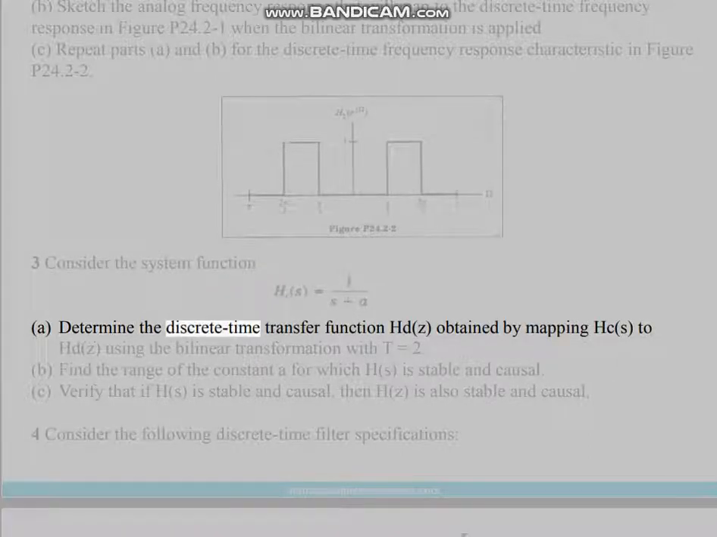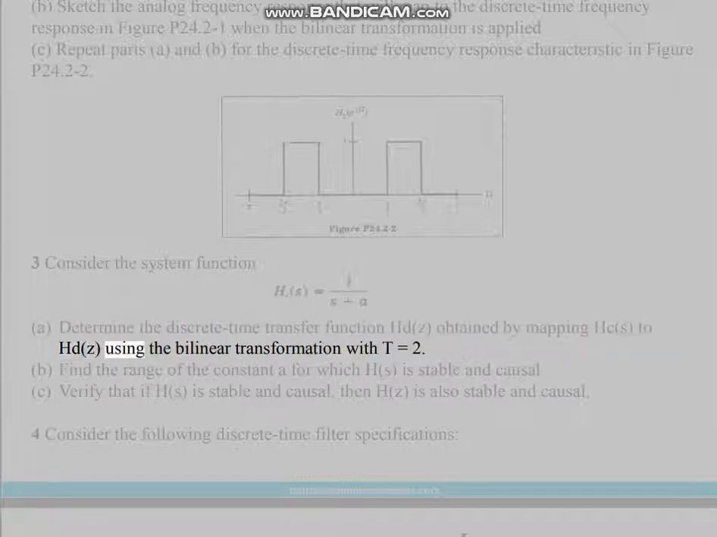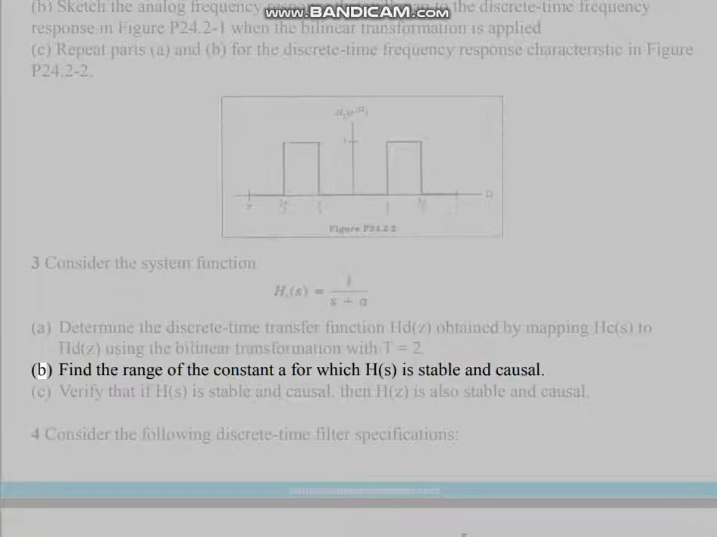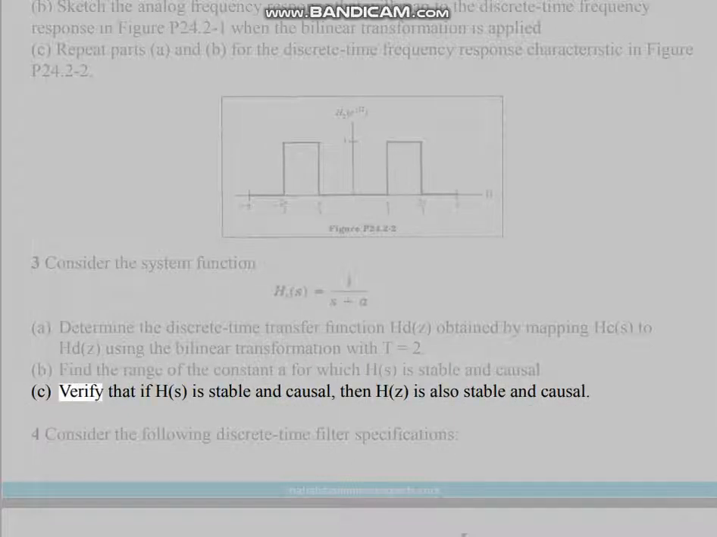A. Determine the discrete-time transfer function H_D(z) obtained by mapping H_C(s) to H_D(z) using the bilinear transformation with T equals 2. B. Find the range of the constant A for which H(s) is stable and causal. C. Verify that if H(s) is stable and causal, then H(z) is also stable and causal.